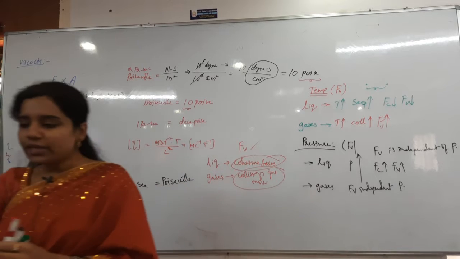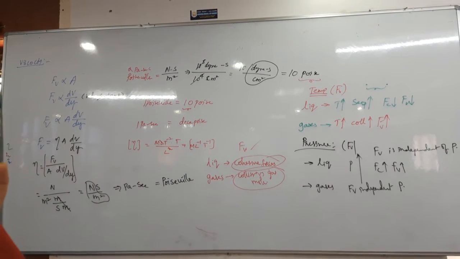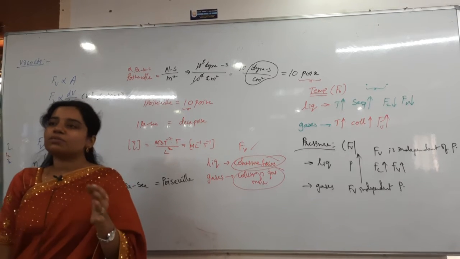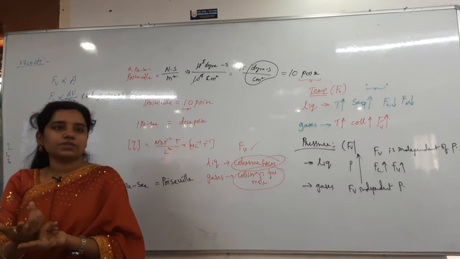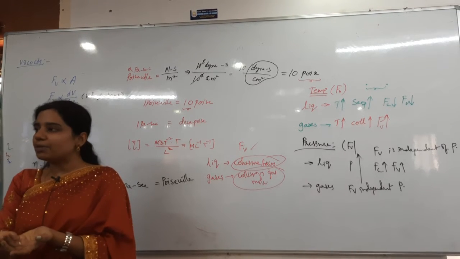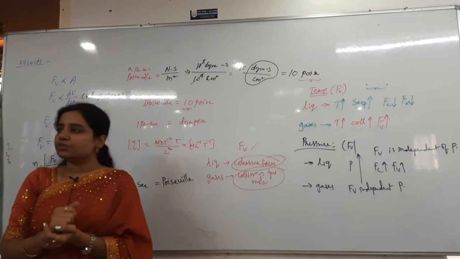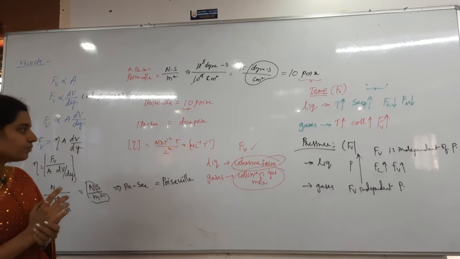So mainly in liquids, the viscous force is due to which force? Cohesive force. In gases, due to collisions. By the collision they exchange momentum. Momentum is changing, then force will be there. F is equal to delta P by delta T. Momentum changing means force will be there, so that force is the viscous force in the case of gases. Clear, right? Yes, write that.